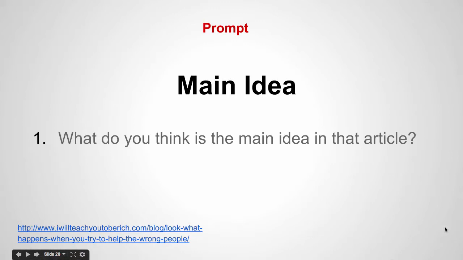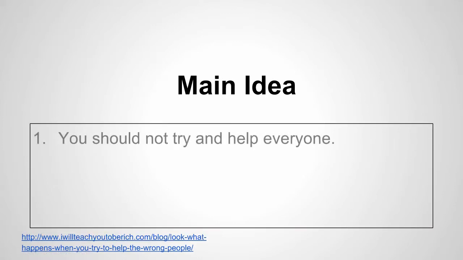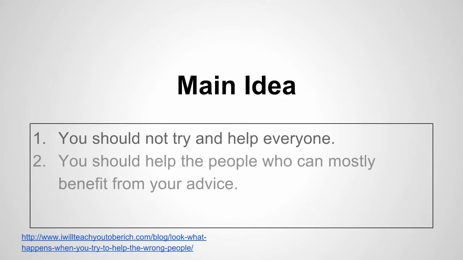You can read the first paragraph. Go. All right, good. So what is the main idea of that article? Ultimately, he's saying you should not try and help everyone. That's the main idea. You shouldn't try to help everyone. Or you should help the people who can mostly benefit from your advice. Okay? One or the two. These are the main idea in that article.